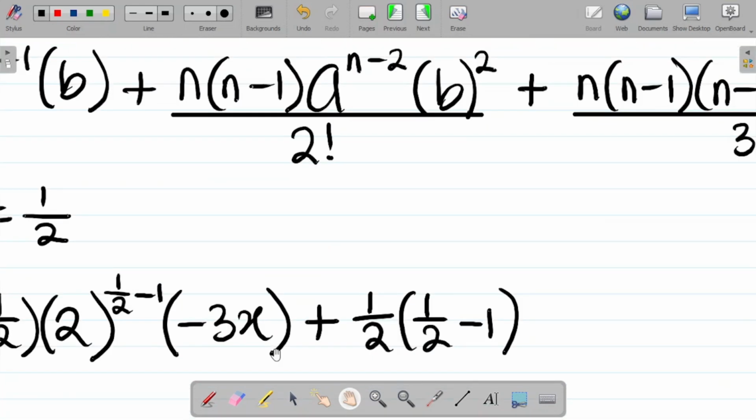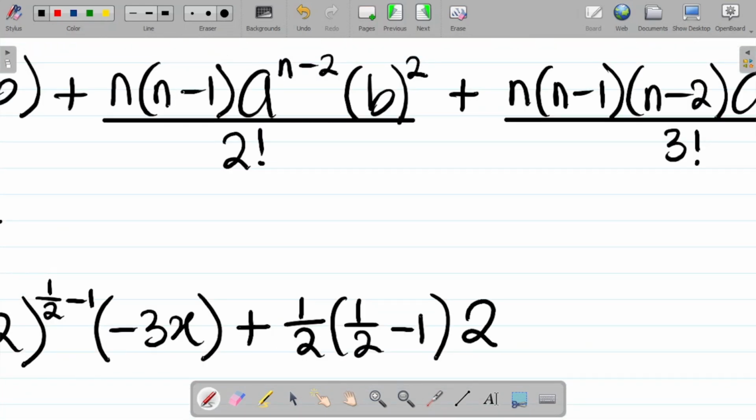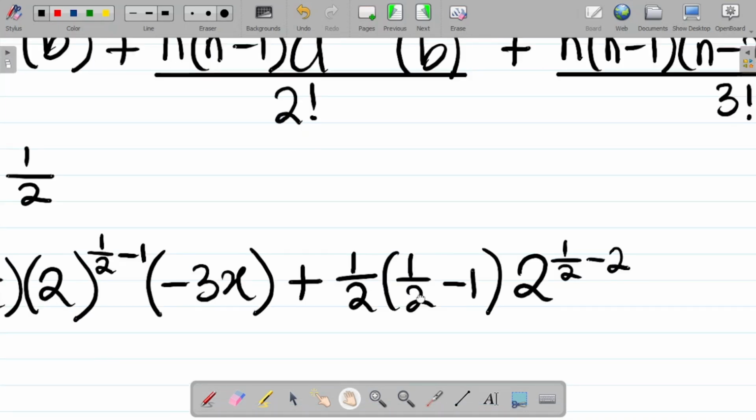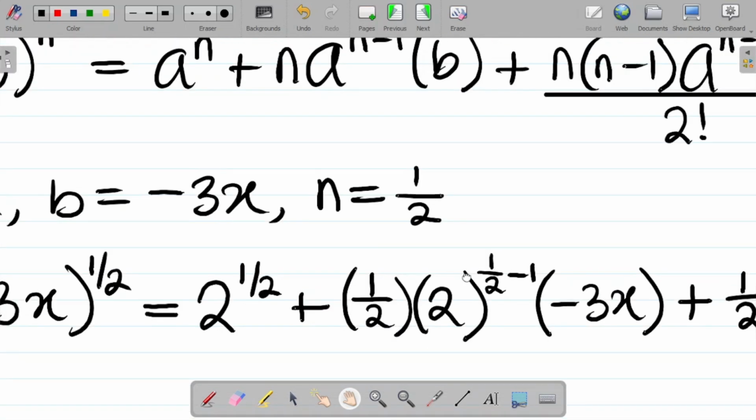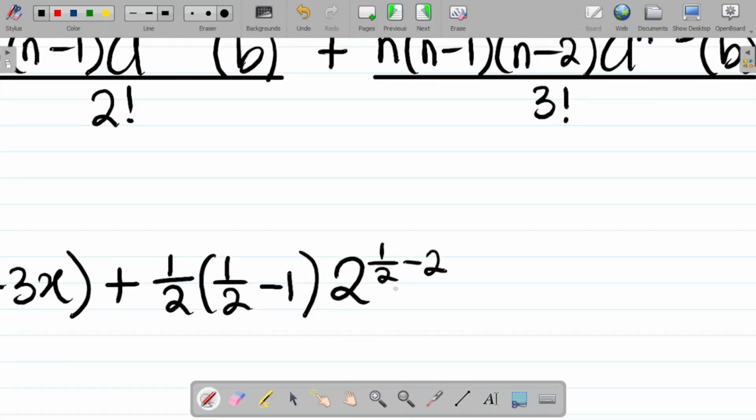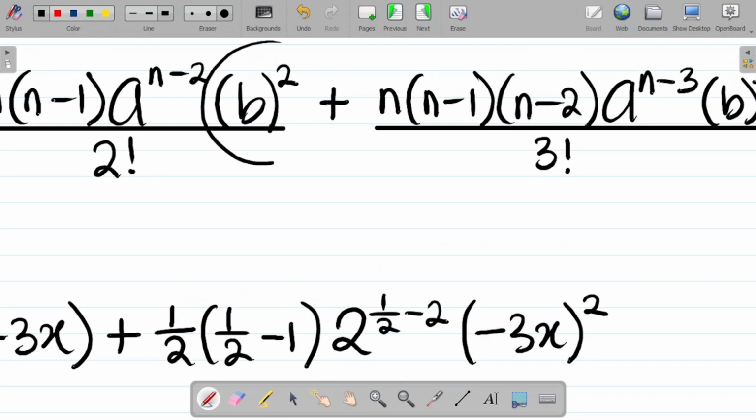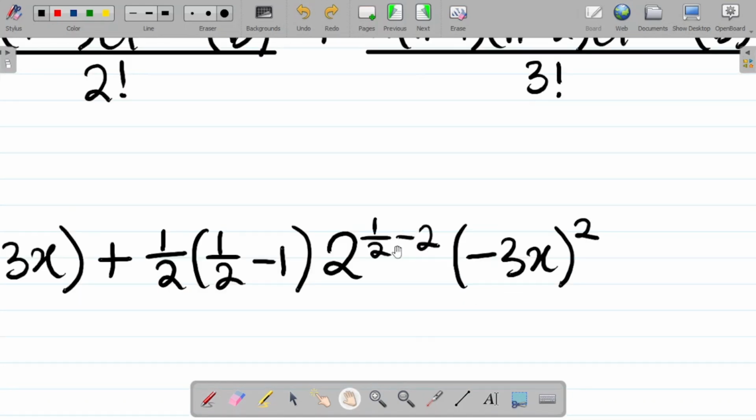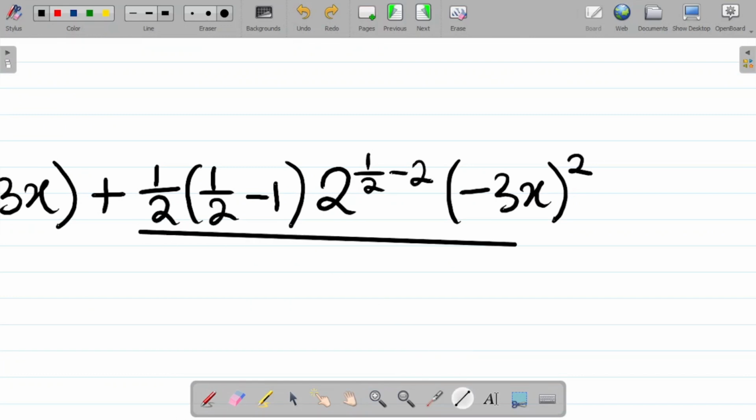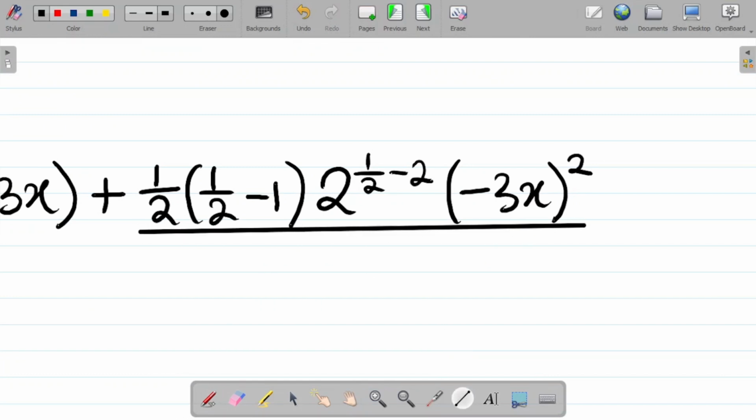So it becomes 2, that's a, into n minus 1. n is 1 over 2, minus 2, that's n minus 2, into b squared. What's b? b is minus 3x. We said b squared, so it becomes minus 3x, that's b, all squared, as we can see here. Now, everything is divided by what there? 2 factorial. So this all divided by 2 factorial.